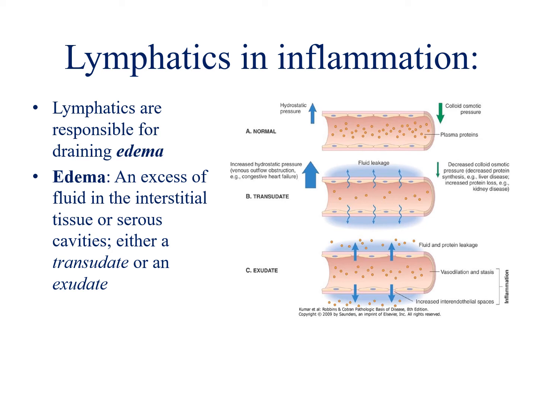So transudate, I like to think of it as translucent. It is primarily water with some ions and electrolytes, for example. Exudate, I think of exudate and I think of exit, meaning the proteins are exiting. And that is going to have a brownish color to it. Let me show you.